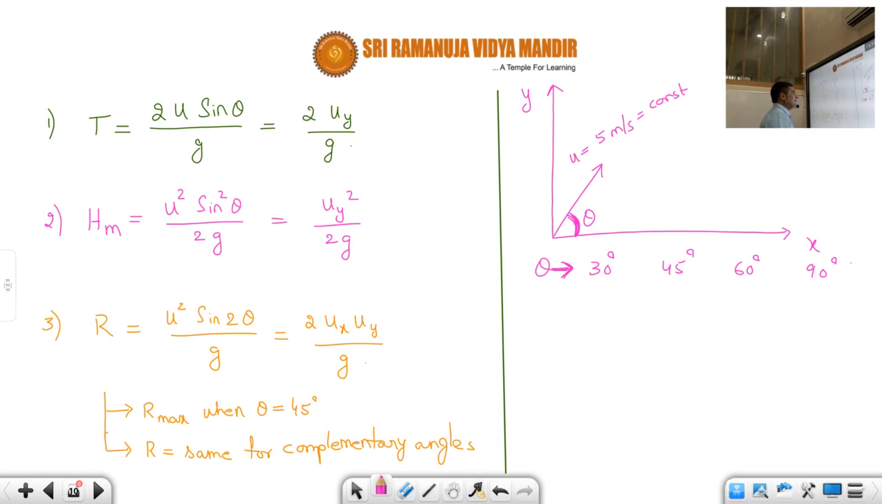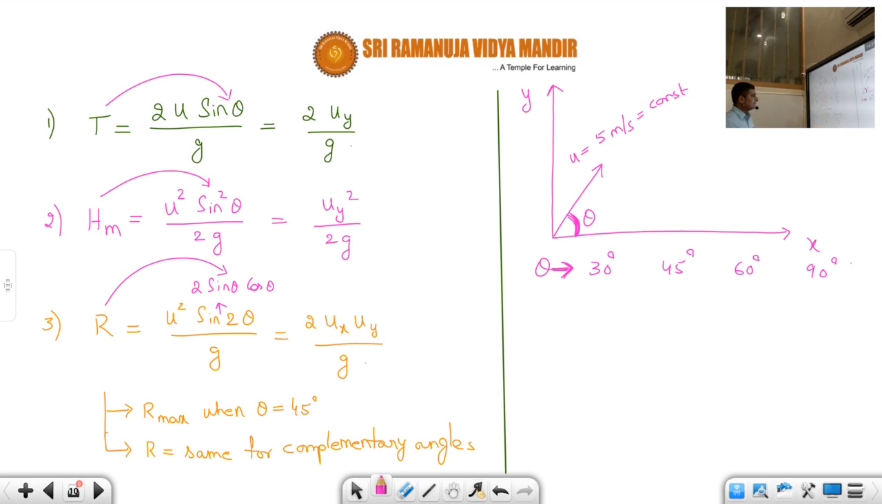Previously, in the formulas for time of flight and h max, we have only sine theta. But here in this formula, sine 2 theta means 2 sine theta into cos theta, no, students? So that means R is dependent on sine theta as well as cos theta. So now how to tell? Students, this is very important. Instead of this one, we can take a sine function. Correct or not, students?